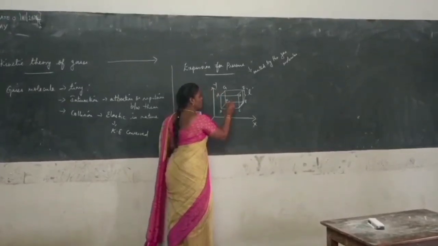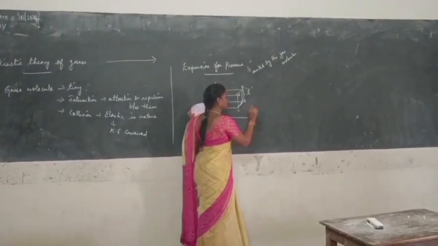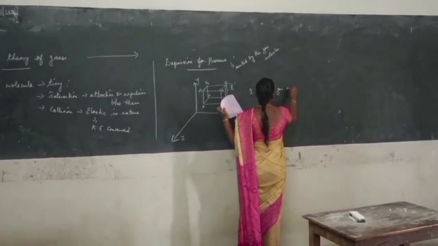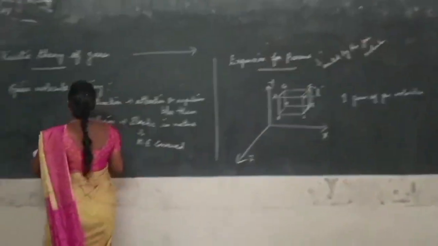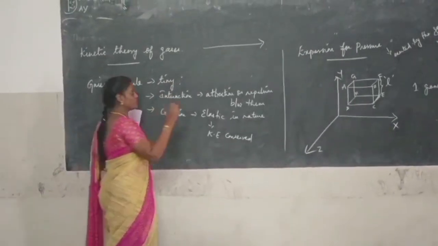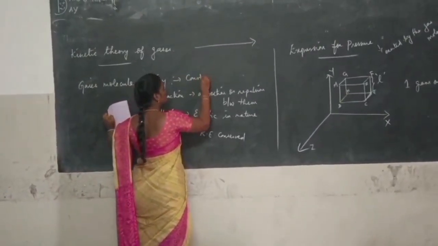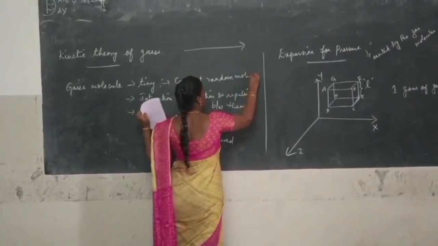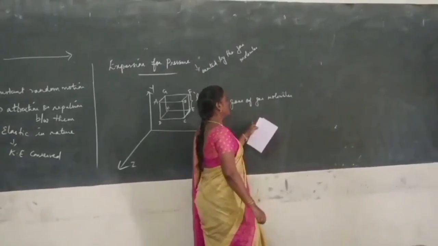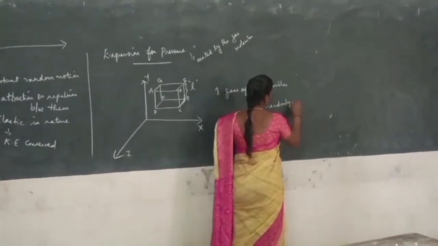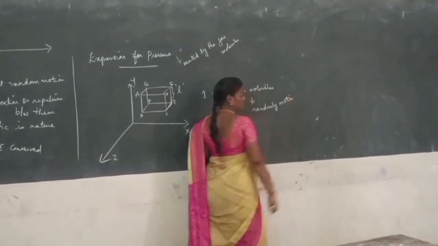Okay. If we consider 1 gram of gas molecules inside the vessel, and as I mentioned, in the kinetic theory of gases all the gas molecules are very tiny and in constant random motion. So here also the 1 gram of gas molecules will be constantly moving, that is, in random motion.